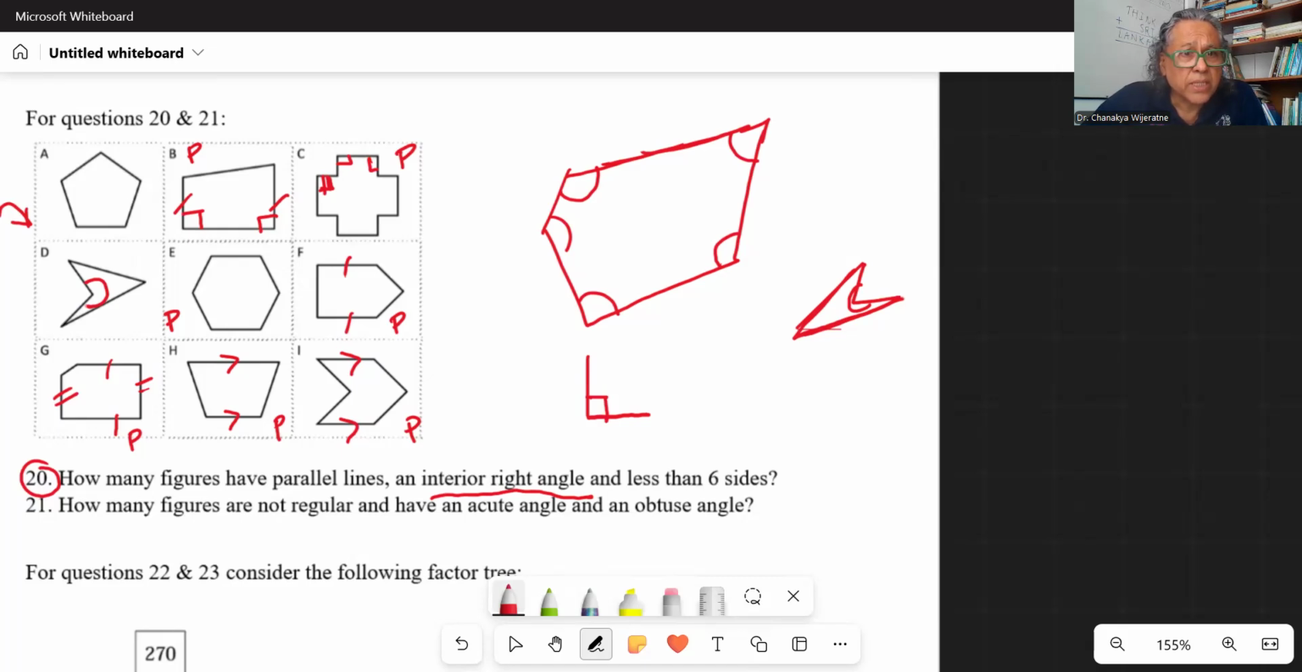No right angles in D, no right angles in E. F has right angles. And G has right angles. And H doesn't have. I also has one. So this is also a right angle. Now this one is interior, and the exterior also has a right angle, but that we don't count. So this one we don't count.